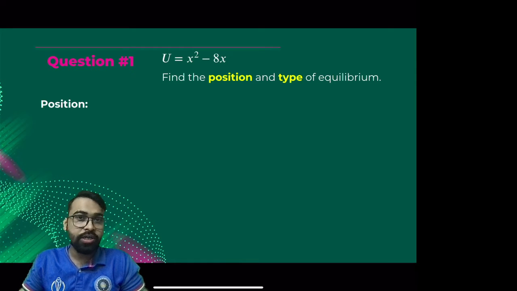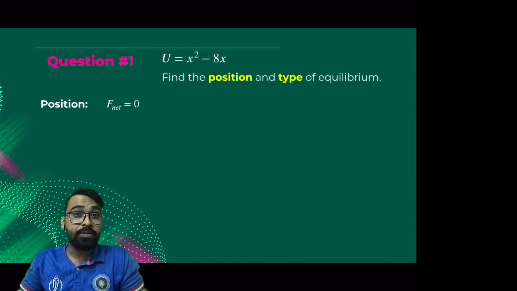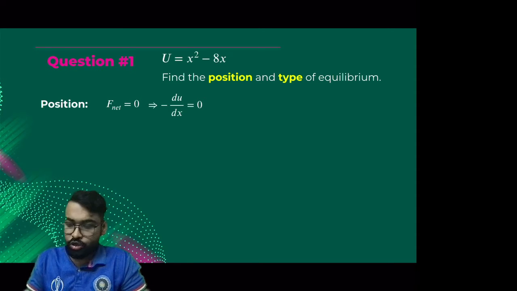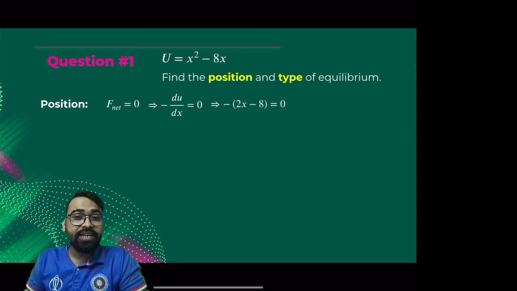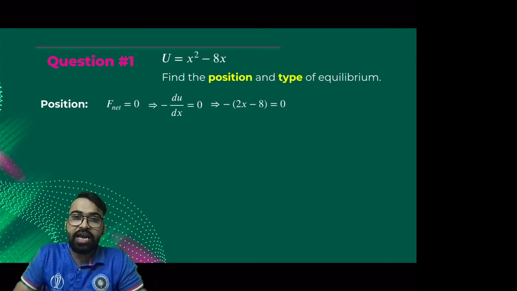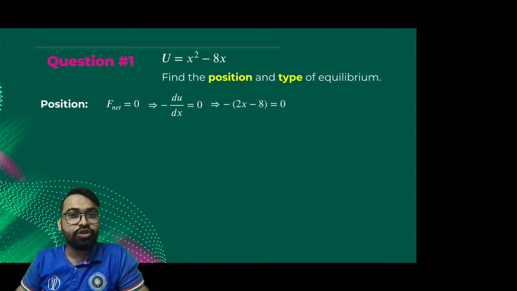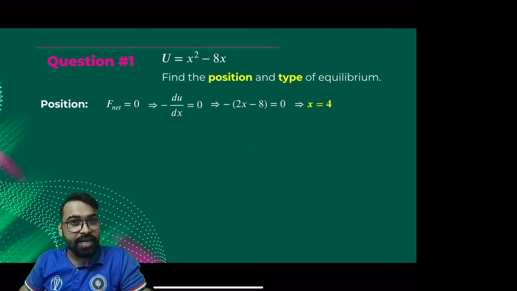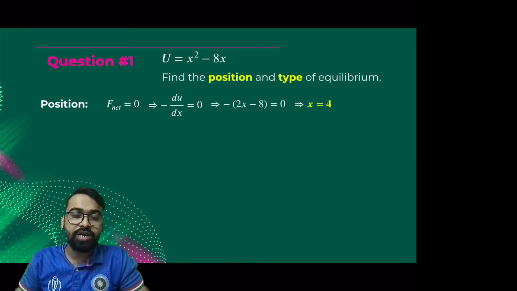If we talk about the position, what we say is that the net force must be equal to 0. This in turn means that minus dU by dx should be equal to 0. And once you want to differentiate this U, what will you do? You will say x square will give you 2x, 8x will give you only 8. So your minus dU by dx will turn out to be minus of 2x minus 8 equal to 0. Voila! We have our position. Can't you see? I think you should be able to, because this simple linear equation can yield x equal to 4. You have successfully captured the position, the first part that was asked in the question.